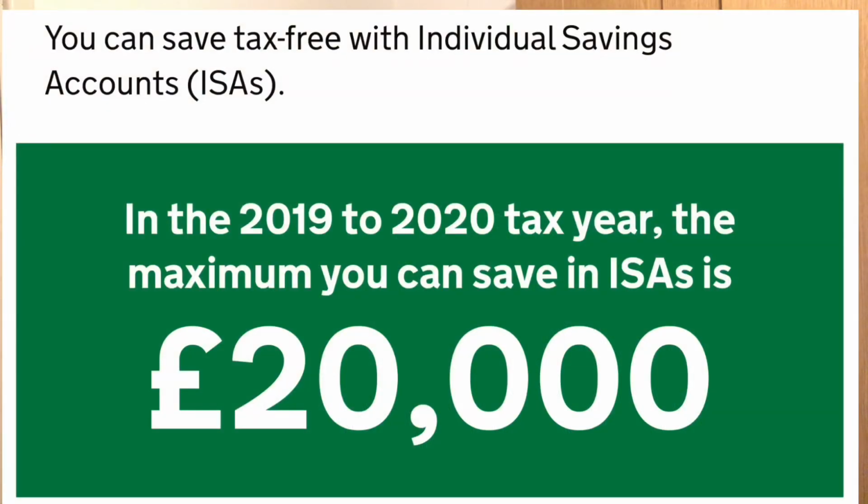The biggest caveat is the amount of money that you can invest in a financial year. A financial year is from April 6th to April 5th of the next year. So for example, the financial year of 2019 was from April 6th of 2019 to April 5th of 2020.